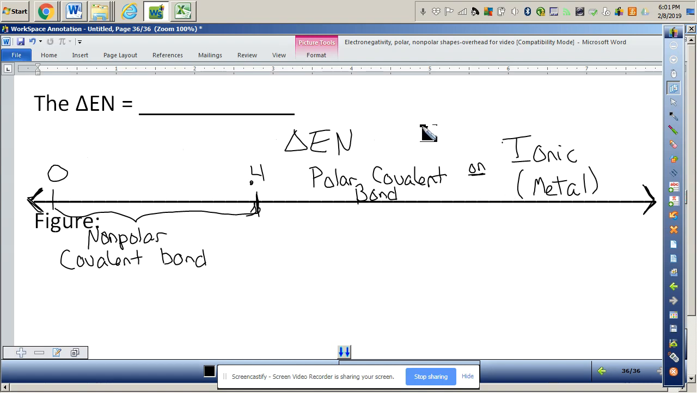Okay, so as we left off in part 2 of these notes, if it has a metal and the delta N is above 0.4, it's ionic. If it's above 0.4 without a metal, then we're going to count it as a polar covalent bond.